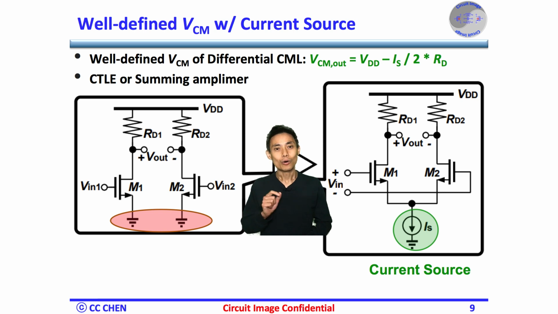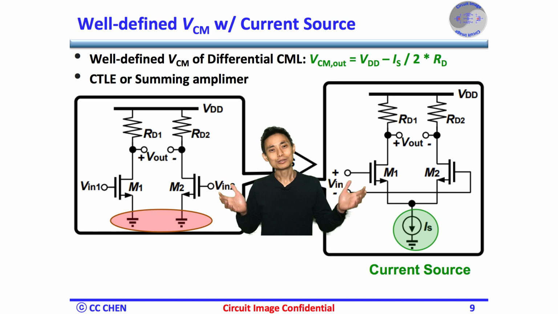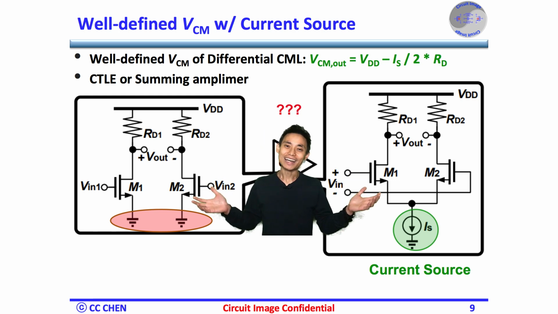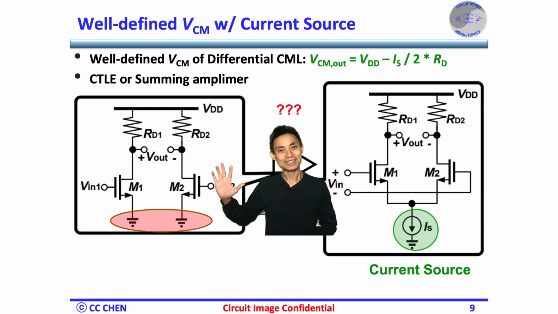Now, we know why we need a current source, but how good is the current source we need? Any idea? Think about the accuracy images for 5 seconds.